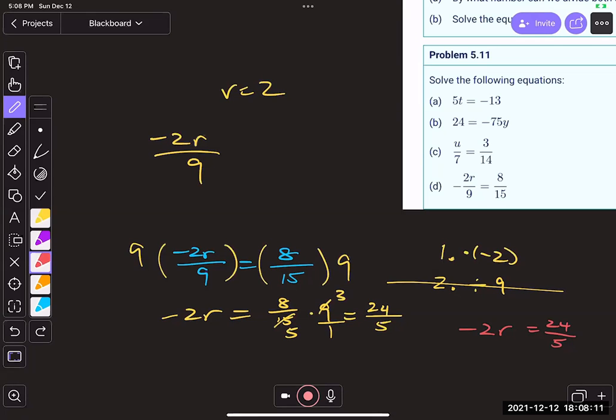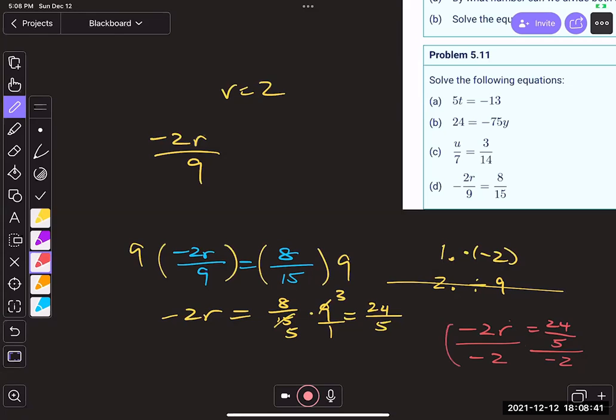-2. So when you say -2, what is going on with the -2? Is it being added, subtracted, multiplied, divided? Multiplication. So how do you undo multiplication? Division. So what do we divide by? -2. Right, so we divide both sides by -2. Since you divided by -2 on the left, you got to do it to the right. So what does that give us here?